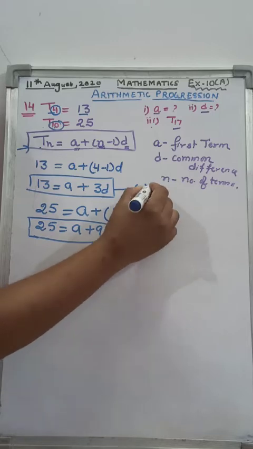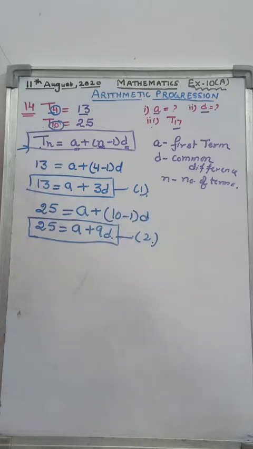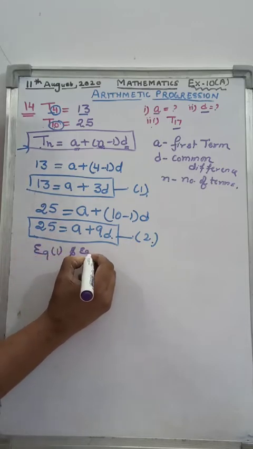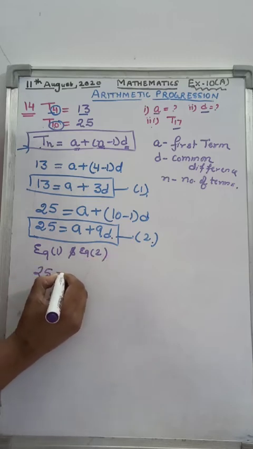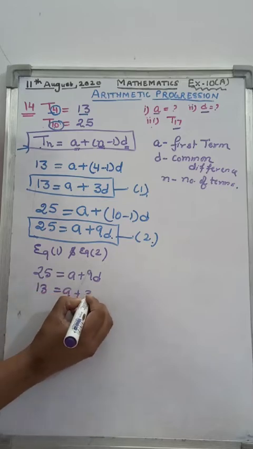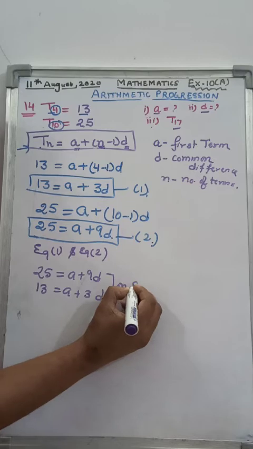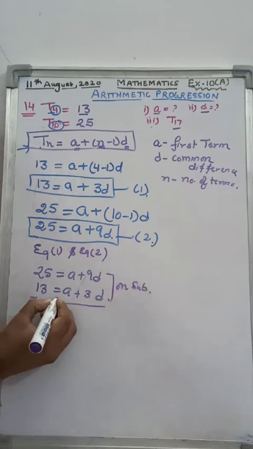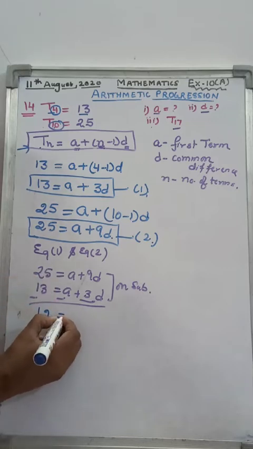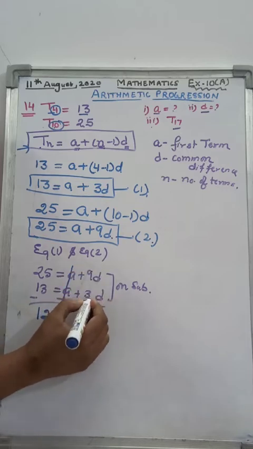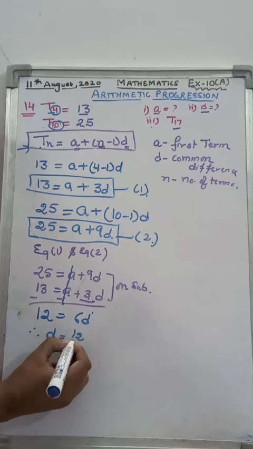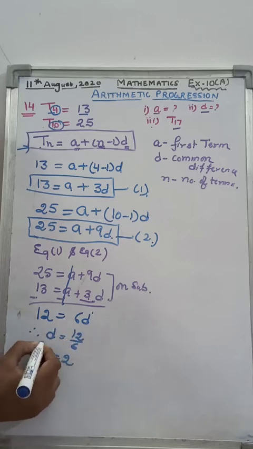Now we have to solve these two equations simultaneously. On subtracting equation 1 from equation 2: 25 equals A plus 9D, 13 equals A plus 3D. When you subtract, the sign changes. 25 minus 13 will be 12, A will be cancelled, 9D minus 3D is 6D. Therefore, D is equal to 12 by 6. So D will come out to be 2.